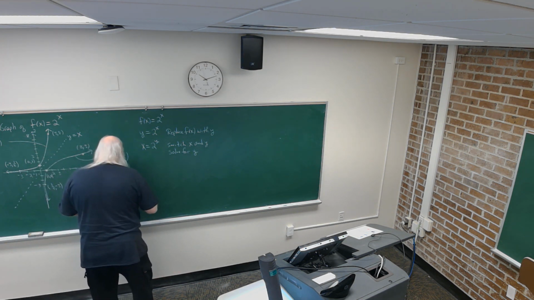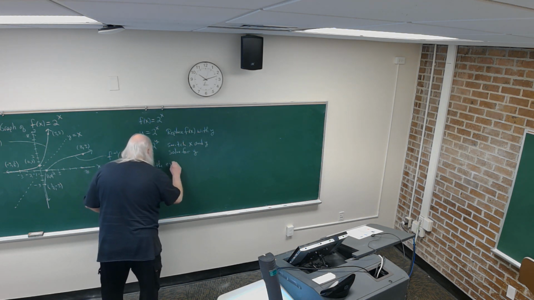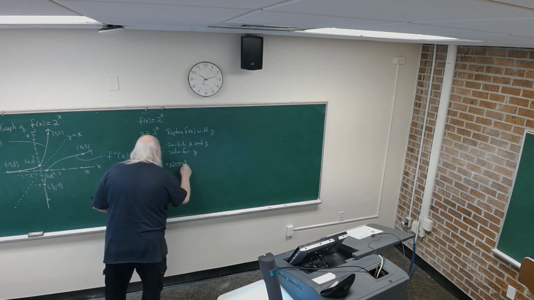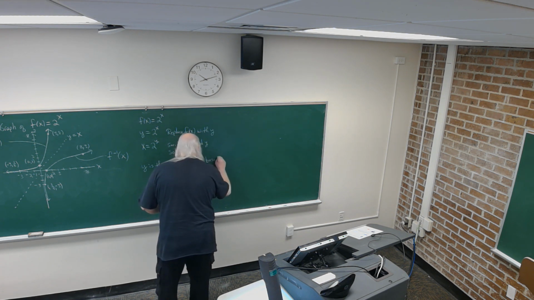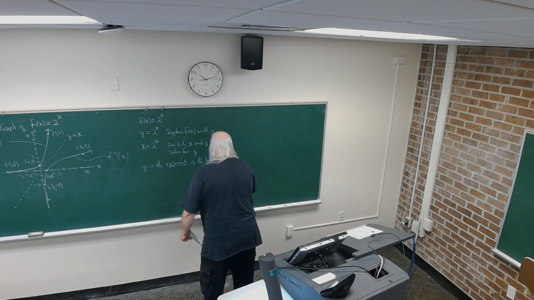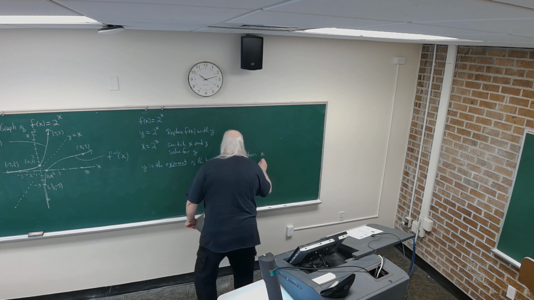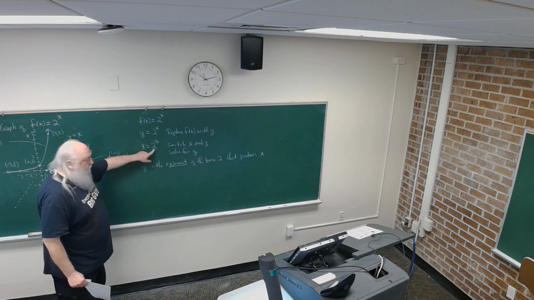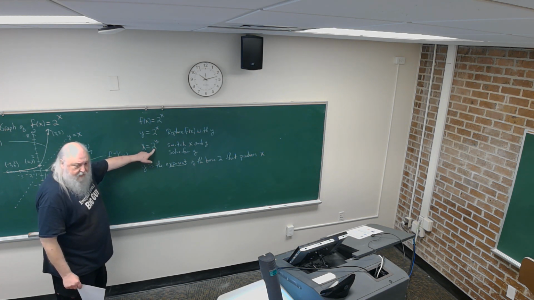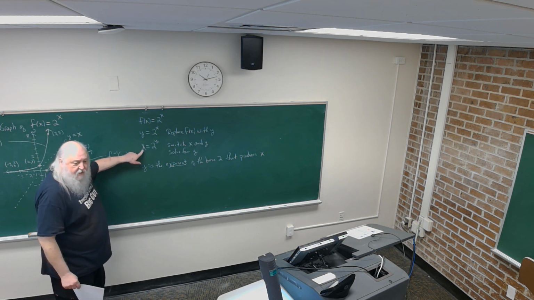So this equation can be read: y is the exponent of the base 2 that produces x, right? Y is the exponent of the base 2. Remember, this is an exponential. 2 is the base. So y is the exponent of the base 2 that produces the value x. Okay, that's how you can read that.